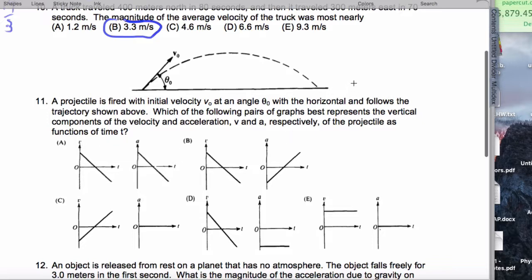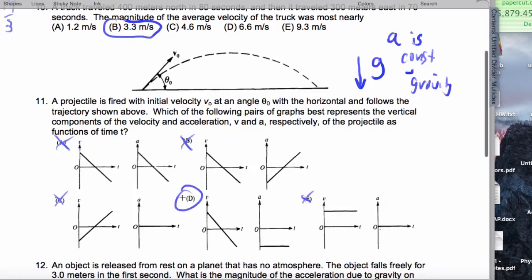Now here's the thing. When you launch a projectile into the air, the only acceleration that acts for a perfect projectile is gravity going downwards. So we need a constant negative gravity for our acceleration graph. So we can actually eliminate choices that don't work. That rules out choice A, choice B. Now C, that's 0 acceleration. E doesn't work either. Only choice D works.